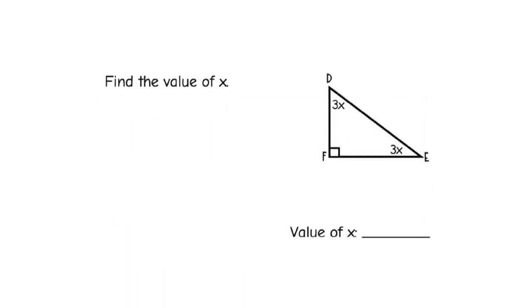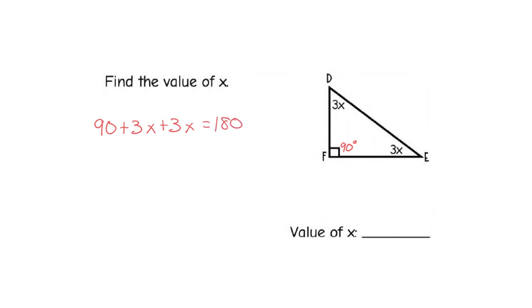Now let's look at this next example here. I need to find the value of x again. I know that when I have this little square box here, that means the measurement is 90 degrees. So this one is 90 degrees. I know all three of those angles add up to be 180 degrees. So I can go 90 plus 3x plus 3x equals 180.